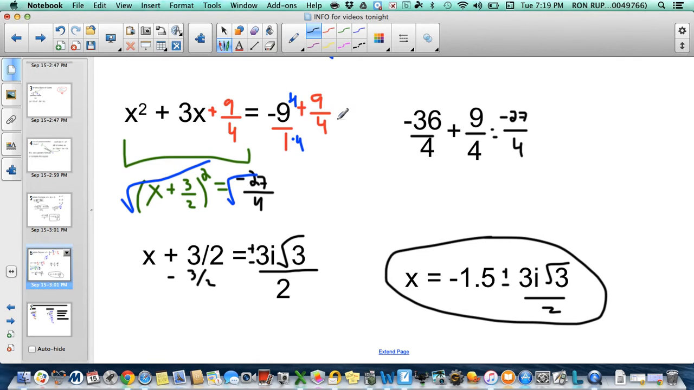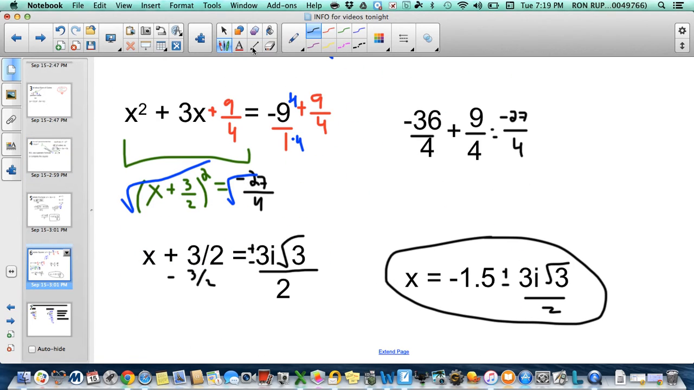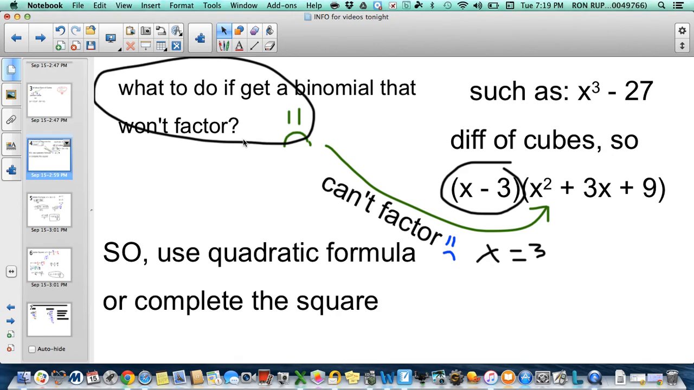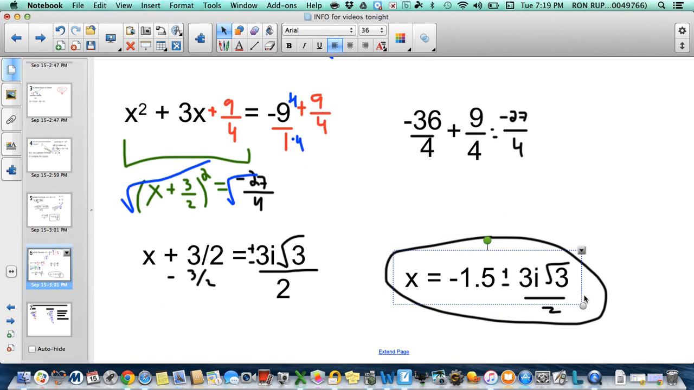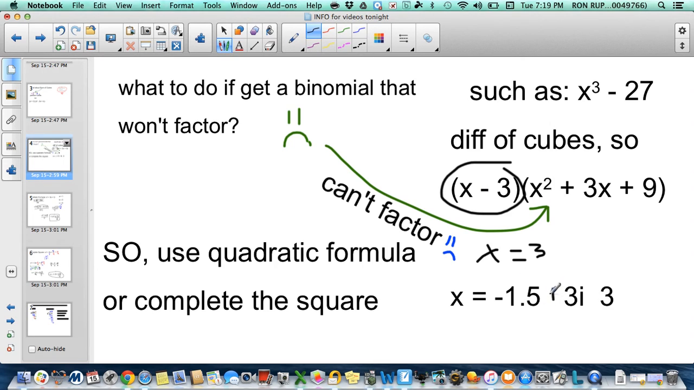So our answers, our zeros here, are going to be: x minus 3 equals 0, and so x equals 3, because if we set x minus 3 equals 0 and solve, we get x equals 3. And we have these formulas right here, so I'm just going to copy that and come up here and paste that. Oh, it only did the circle. I want the inside stuff. And paste it. And so x equals negative 1.5 plus or minus 3i square root of 3 over 2. And there are your zeros.